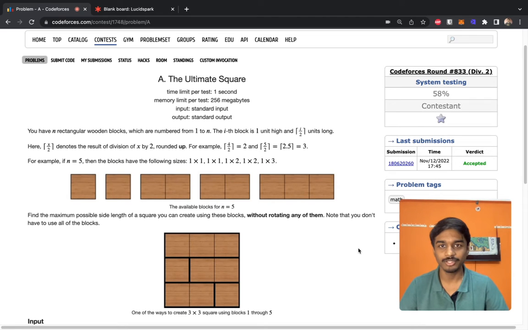Hi guys, today we're gonna solve the first problem of Codeforces Round 833 Div 2. The problem is Ultimate Square. So let's read what the problem is.